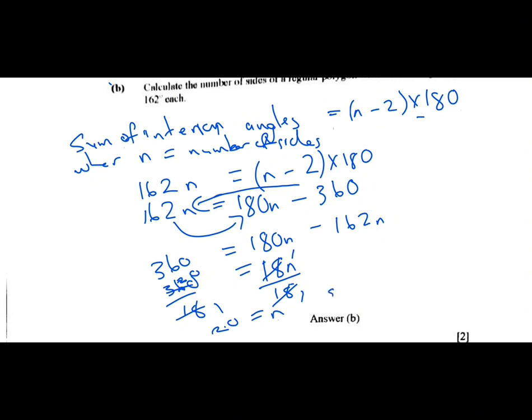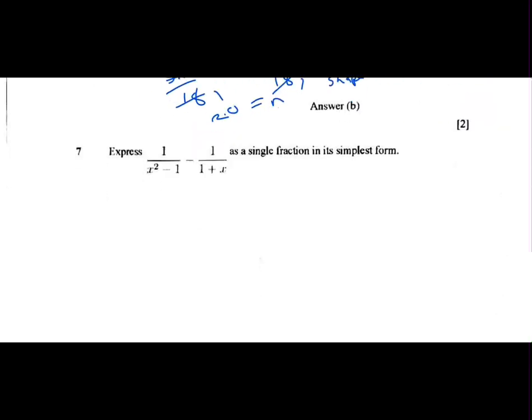Alternatively, you can use another formula where you divide by the exterior angle. Now, if we say 180 minus 162, we get the exterior angle. So the exterior angle is equal to 18. Then you divide 360 by 18, you still get 20. Moving on to question 7.